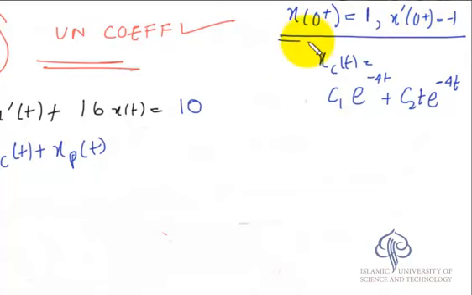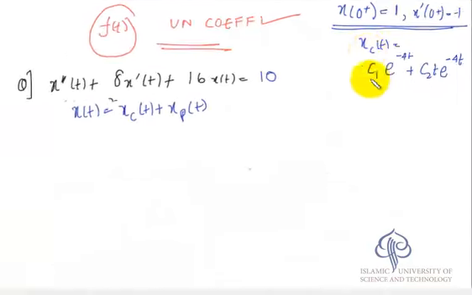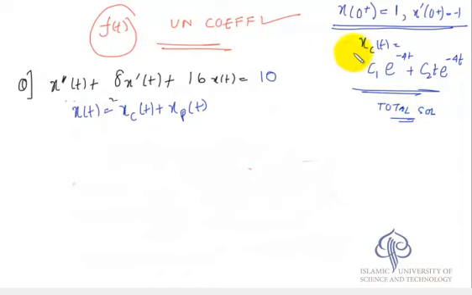Now we don't apply initial conditions on this because the initial conditions are not for xc(t), they are for the total solution, right? So the initial conditions are for the total solution, not for the solution of the complementary function. So they are applied when you get the total solution. So till now we have found that the complementary function is this. The particular integral takes the form of the complementary function of the forcing function plus its derivatives.